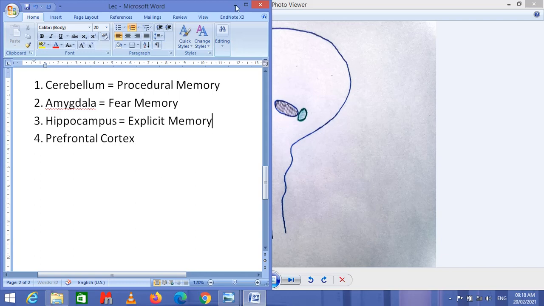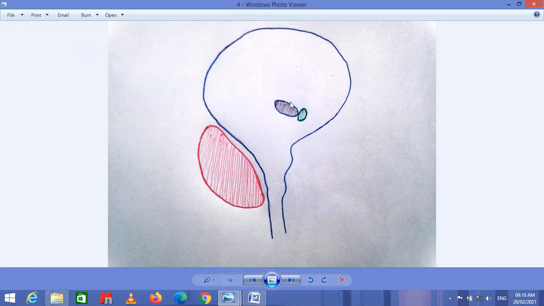Explicit memory, spatial memory, or declarative memory is a type of memory which deals with the information regarding the surroundings, the information regarding space, and the information regarding events. So the hippocampus stores the information regarding special events in life. This part of the brain remains active during special events.